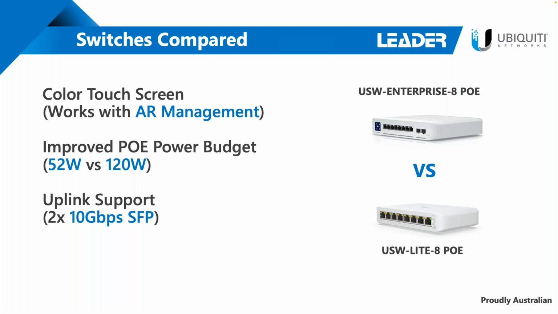So in our first example, we have the USW Enterprise 8 PoE. This model actually has a bigger PoE budget. You'll see the PoE budget that's listed, there's 120 watts as opposed to only 52 watts on the USW Lite. It provides support for 10 gigabit per second uplink, again through SFP. And then also important, it has AR management capabilities. We'll talk about AR management in a moment, but it's essentially that little screen on the front of it. And that allows you to both get a lot more info on that switch as it's in the rack, and then use it with the AR devices.